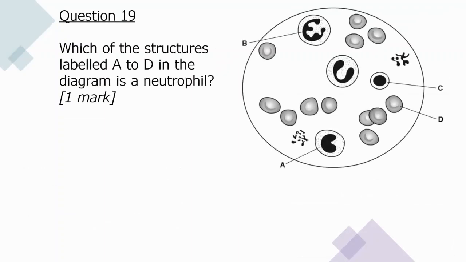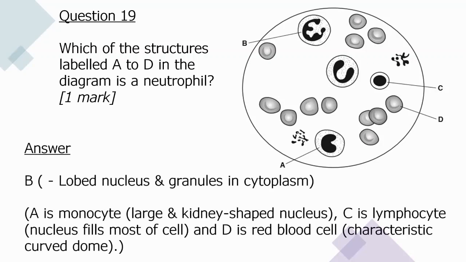So here we need to remember the structures of the specific white blood cells. So neutrophils, we know, have a lobed nucleus and granules, so we can therefore identify the neutrophil as B, and we can see our answer here. So A is a monocyte because it's large and it has a kidney-shaped nucleus. C is a lymphocyte because it's slightly smaller and it has a nucleus which fills most of the cell. And then D is of course a red blood cell which has the characteristic curved dome shape.